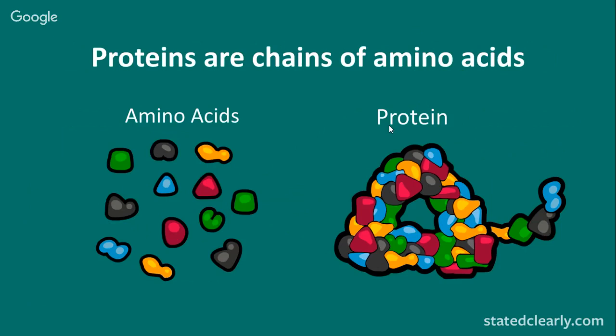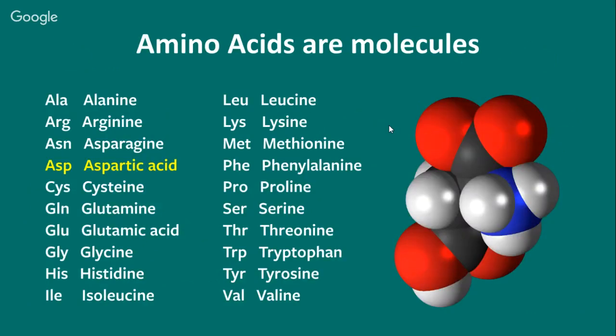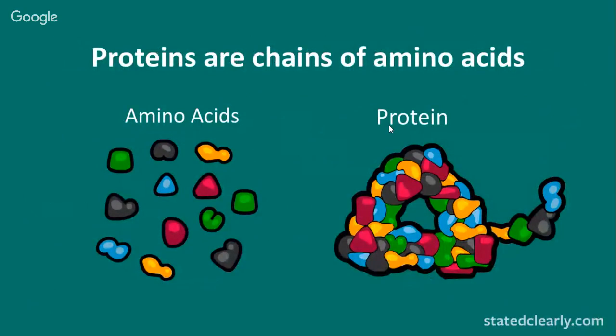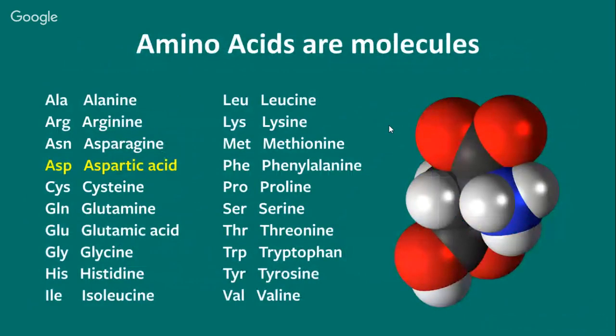And something that's very important to note is that amino acids, these building blocks, I've drawn them in these cute little colorful cartoon images, but they are molecules. Here's a list of the 20 amino acids in our body. And on the right here is pictured aspartic acid in the space-filling atomic model. So this is showing you all the atoms that are in that molecule. The reds are oxygen, the blue is nitrogen, white is hydrogen, the black is carbon. So this is what that one amino acid looks like, the aspartic acid.